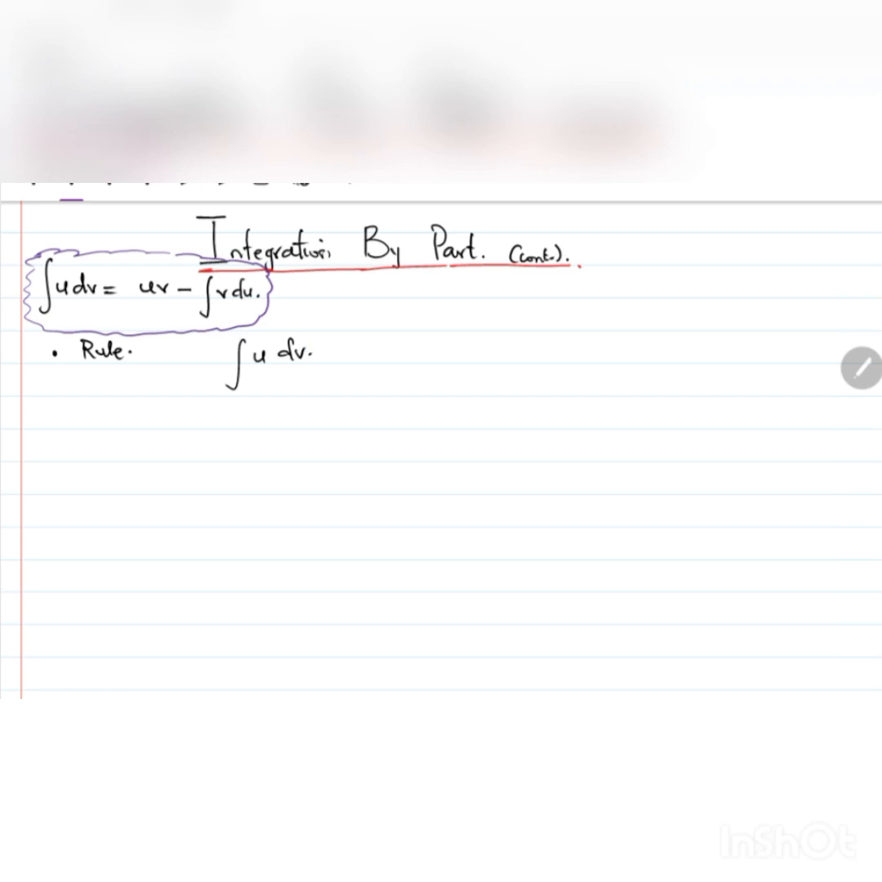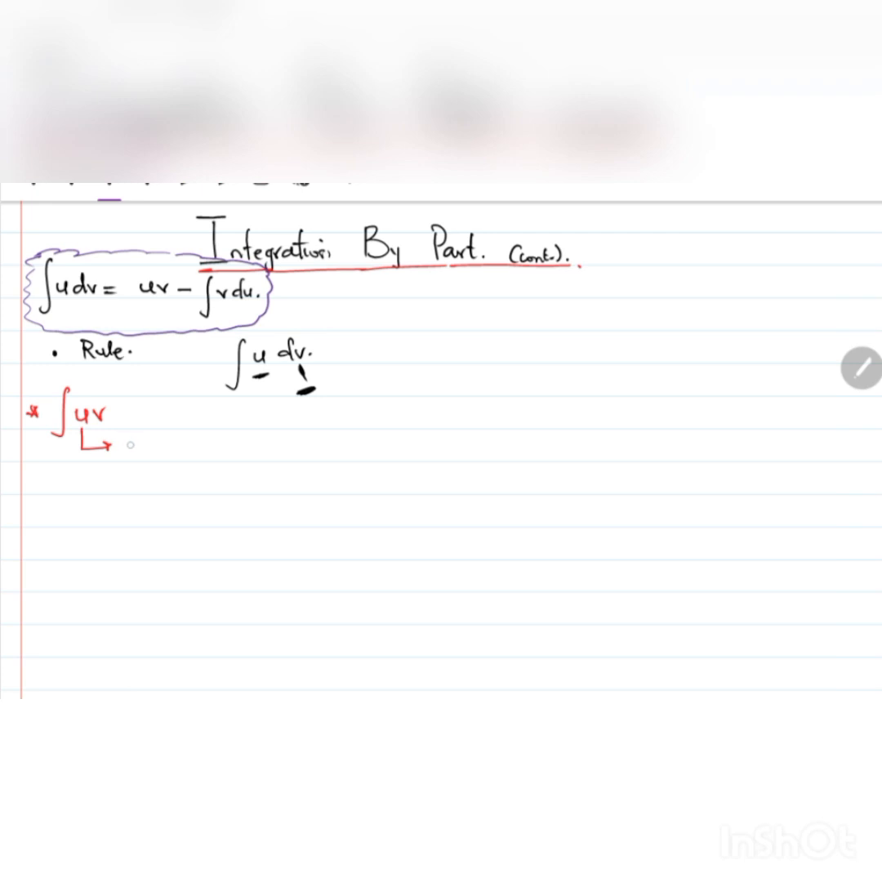Any question, irrespective of the question given, how do you identify that? Let the first one be the u, let the second one be what? V. Now the first rule says that if you are given the product of two functions, the integral of functions u and v, you look at the function that is not easy to integrate, that is, you can't integrate it directly, and that will be your u.